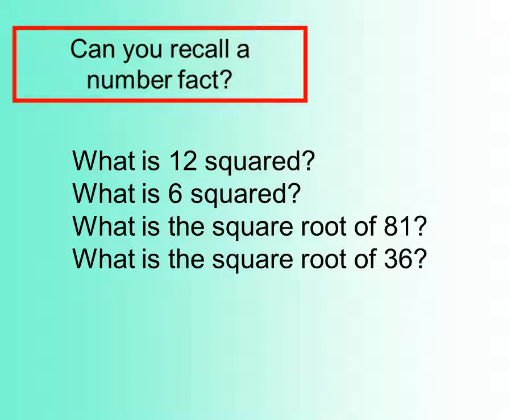Okay, the square root of 81 is 9, because 9 times 9 is 81. And the square root of 36 is 6, because 6 times 6 is 36. Well done.